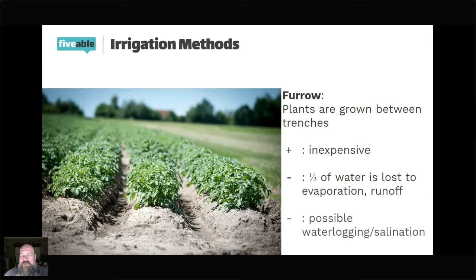And again, like I said, possible waterlogging and salination here is a difficult thing to combat and come back from.